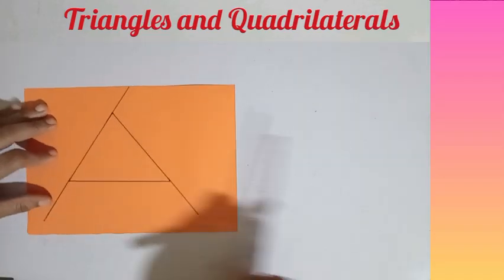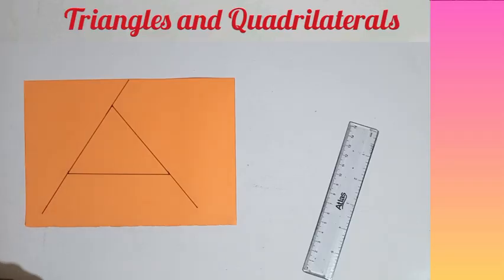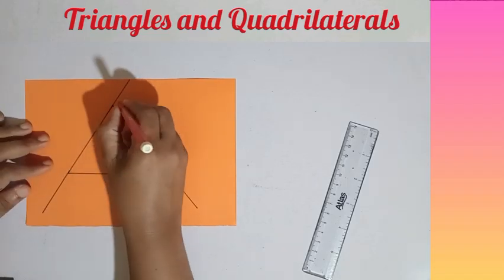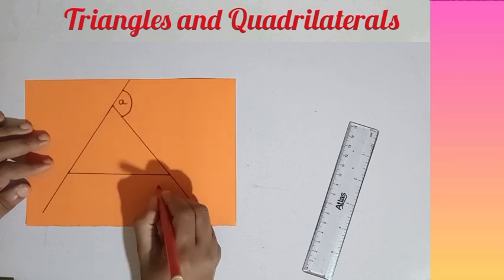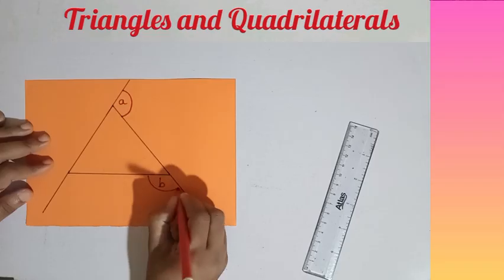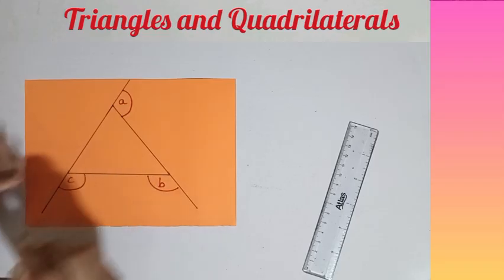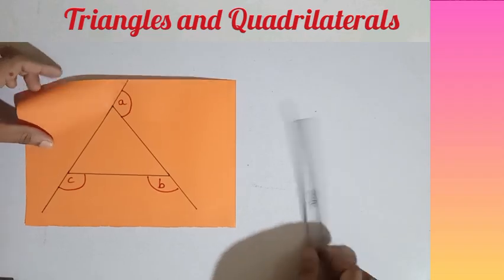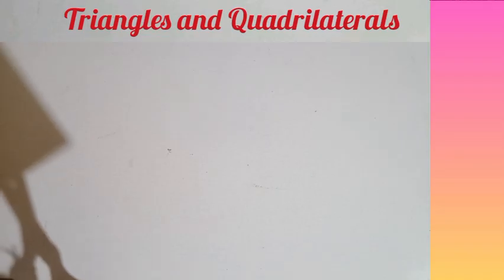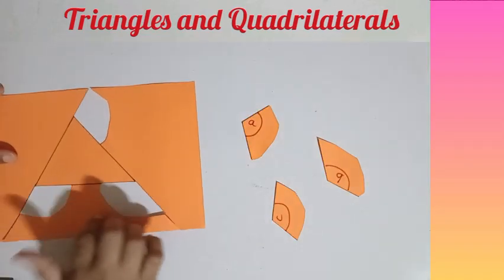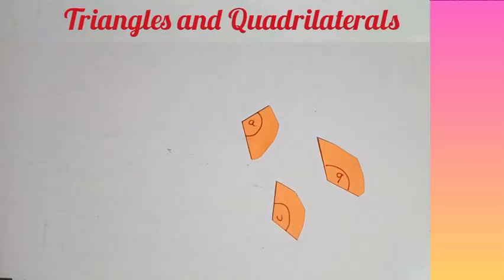Now there are three exterior angles. Let's name the three exterior angles as A, B, C. Then we have to cut and separate the three exterior angles. Now I have separated all the exterior angles of this triangle.